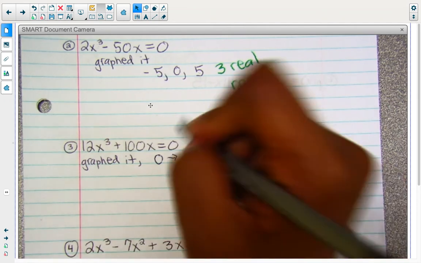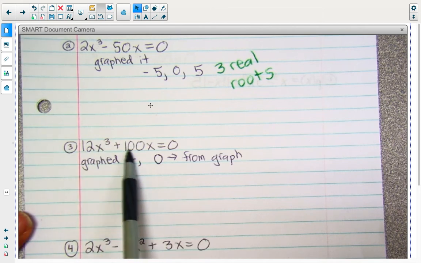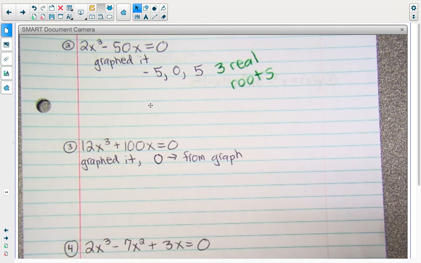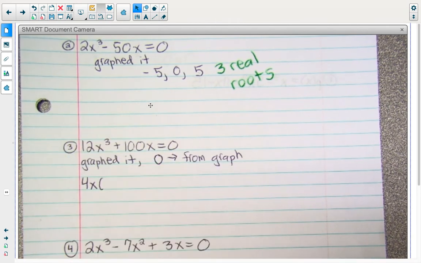Let's try to incorporate factoring into this problem. When you're factoring, you need to pull out your greatest common factor. If I'm looking here, I can see my greatest common factor is actually 4. So I'm going to pull out a 4 from everything, and I'm going to pull out an x. So my greatest common factor is 4x. How do I know that? Because 4 goes into 12 and 4 goes into 100. Your first step when you factor is to pull out your greatest common factor.